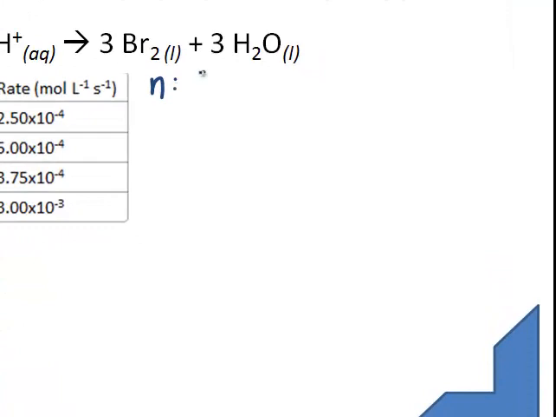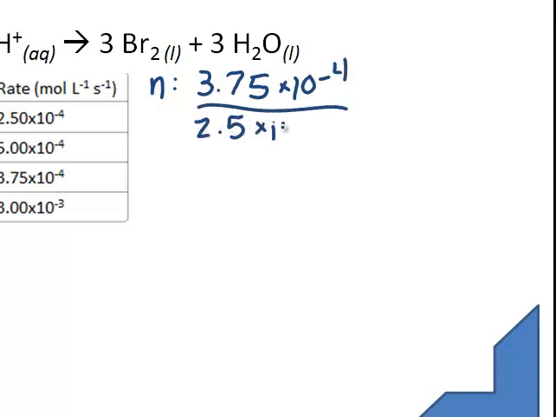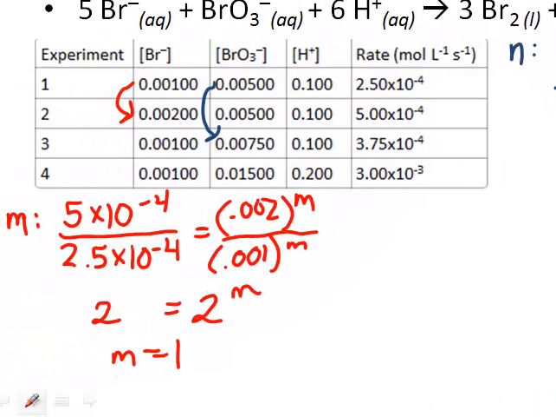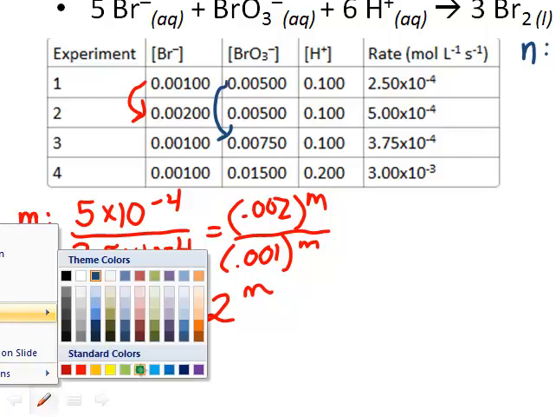Since BrO3- is the only thing changing, we can put just the rate of the third trial on top and the rate of the second trial on bottom, and then we'll compare those 2 reactant concentrations. So that's 0.0075 to the n on top and 0.005 to the n on bottom. You get 1.5 equals 1.5 to the n, so n equals 1. So far so good. We found 2 of our 3 exponents. This should have been pretty similar to what you were doing before.